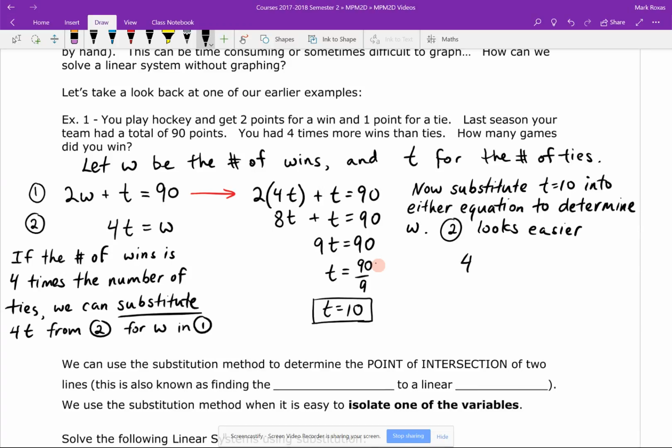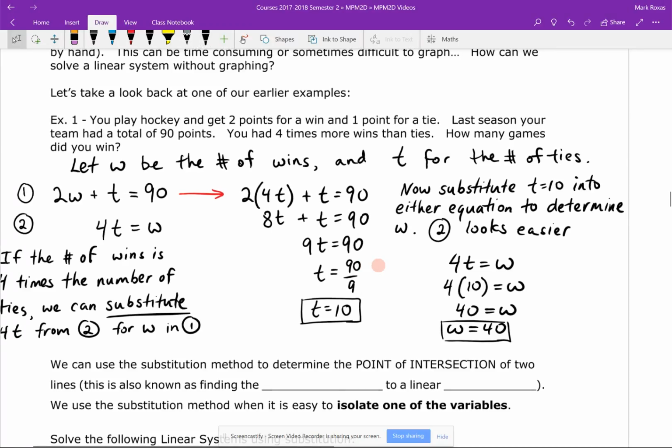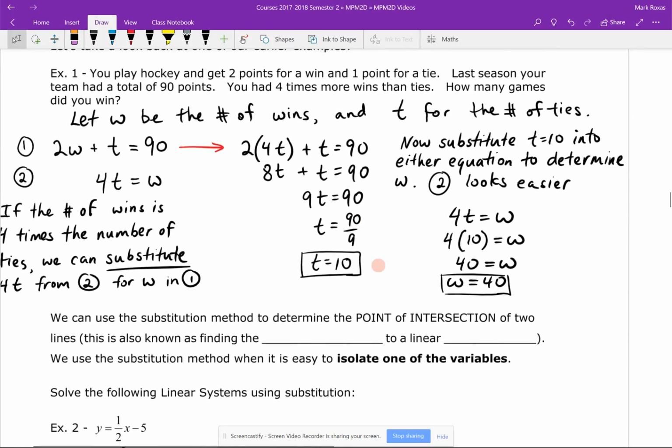So 4t equals w. If t equals 10, make that substitution. 4 times 10 equals w, and 4 times 10 is 40. So 40 equals w. I'll write it this way, where w equals 40. So the number of wins is 40. Okay, and so the point of intersection is 10 ties and 40 wins.